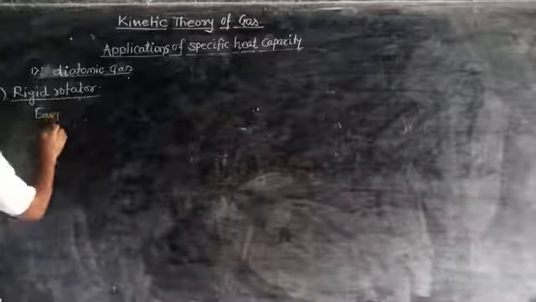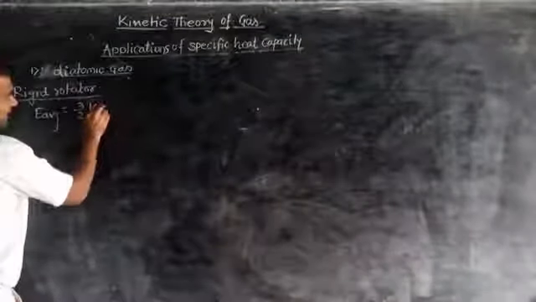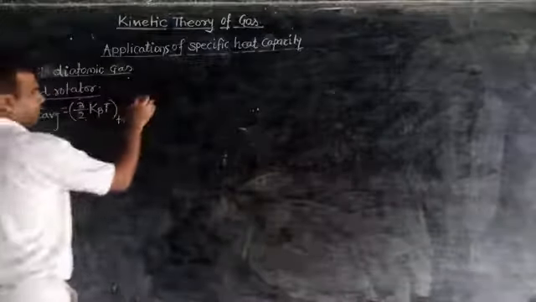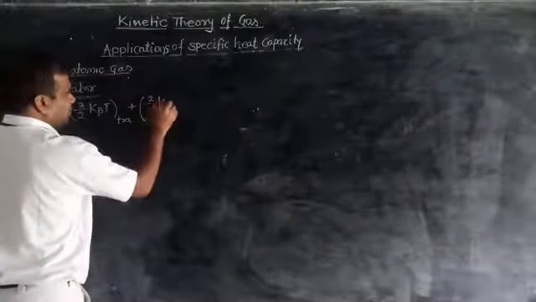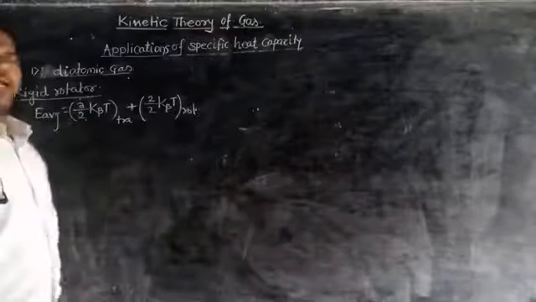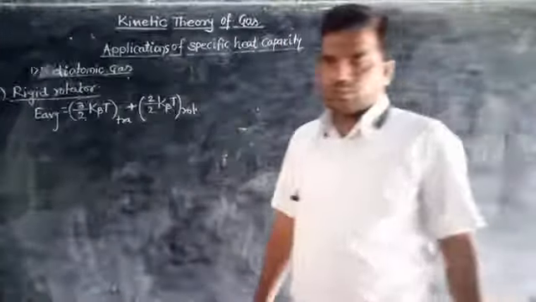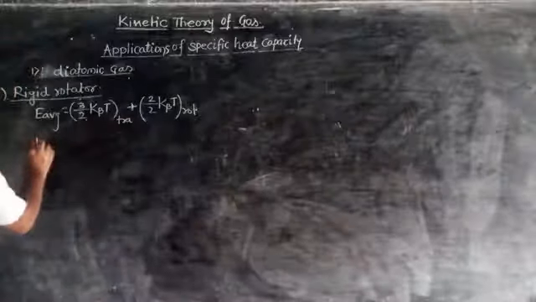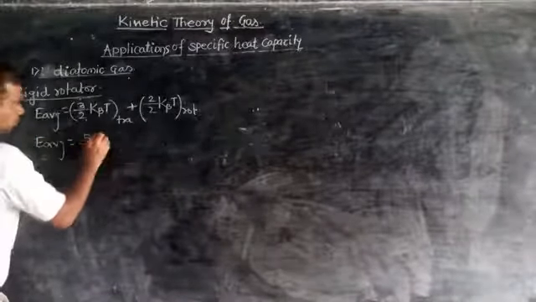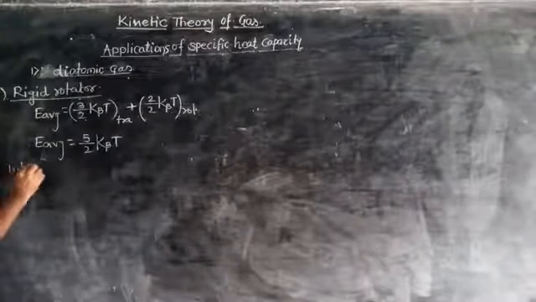So the average energy is equal to 3 by 2 k beta T, this is translational, plus 2 by 2 k beta T, this is rotational degrees of freedom, and therefore the total for diatomic gas will be 5 by 2. Therefore E average is equal to 5 by 2 k beta T.